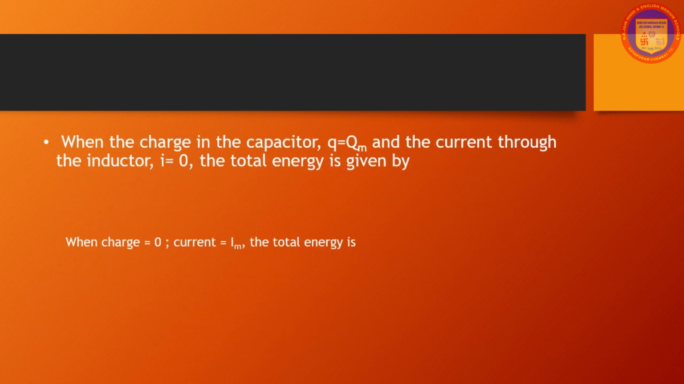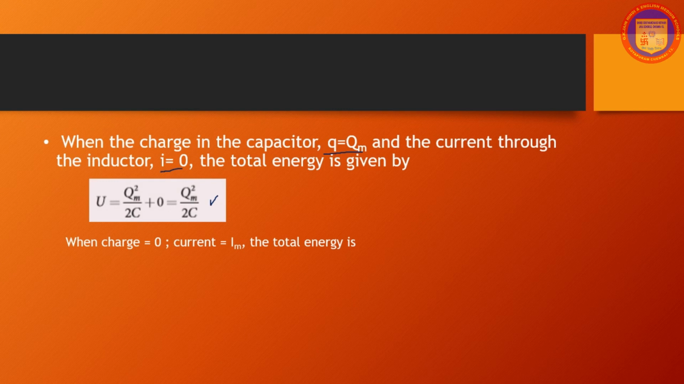Case 1. When the charge in the capacitor Q is equal to Qm and the current through the inductor I is equal to 0, then the total energy is given by U is equal to Qm square by 2C plus 0. So you'll get Qm square by 2C. The whole energy is going to be electrical.